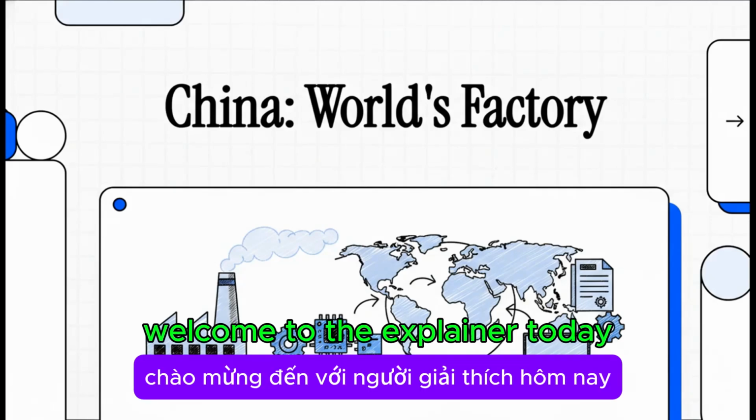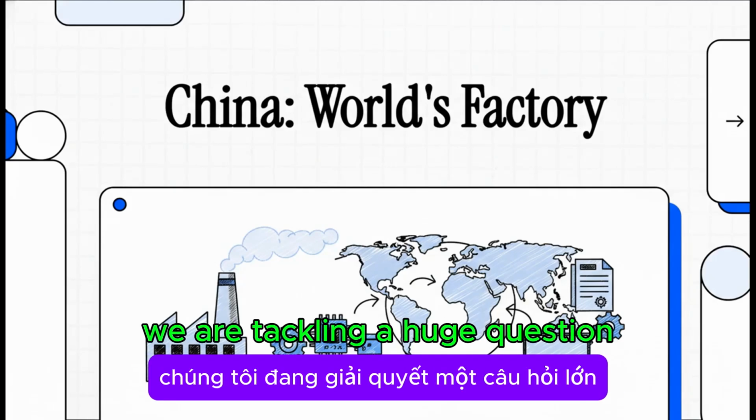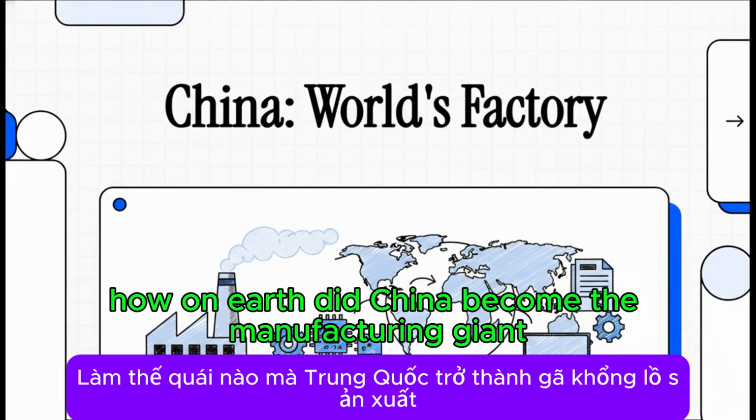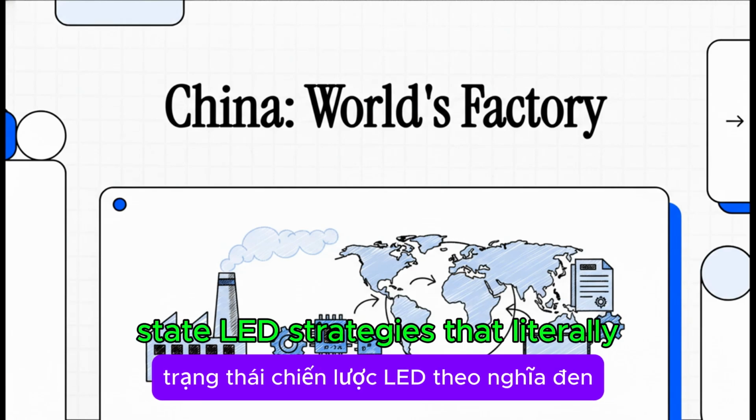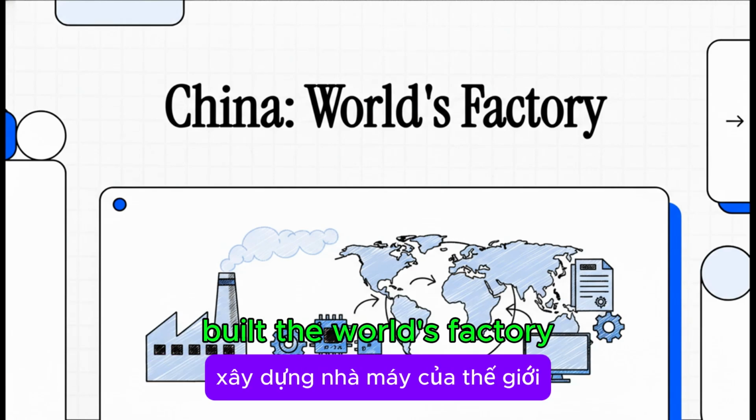Welcome to The Explainer. Today, we are tackling a huge question about our global economy. How on earth did China become the manufacturing giant we all know today? We're going to break down the very specific, state-led strategies that literally built the world's factory.